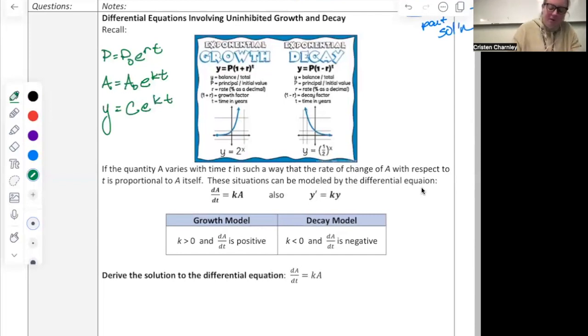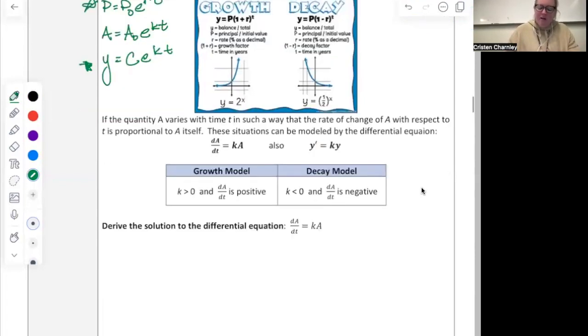So if you remember the PERT formula, great, keep remembering that. I'm probably going to use these kinds of variables, but sometimes I'll go back to PERT just because that's what we know. So if the quantity A varies with time in such a way that the rate of change with respect to T is proportional to A itself, these situations can be modeled with the differential equation. We can write it as dA over dt. We can write it as y prime. Growth model: if K is positive, then your rate of change is positive. And if K is negative and your rate of change is negative, that's decay.